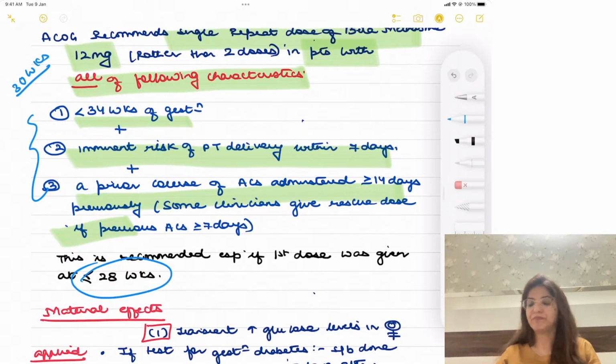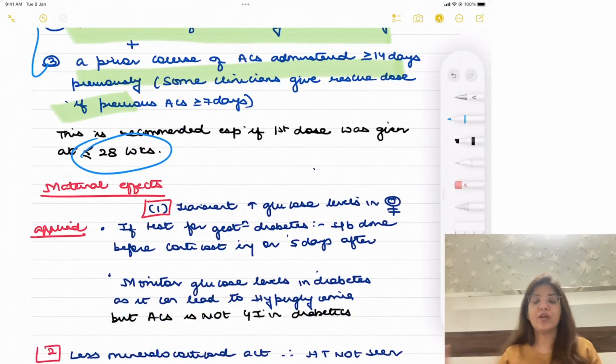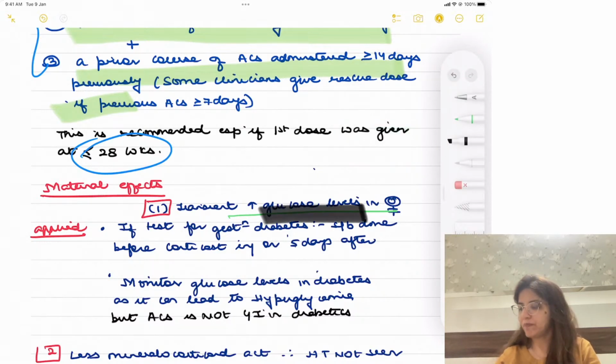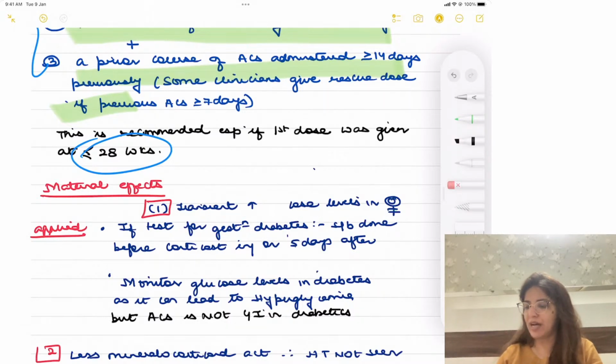Right? Okay. Now, when you give corticosteroids, what are the maternal effects which you get? Number 1, whenever you give steroids, all of you know that there will be a transient increase in glucose level, and that is going to happen even in pregnant females. Right? So, what is the clinical implication of this?